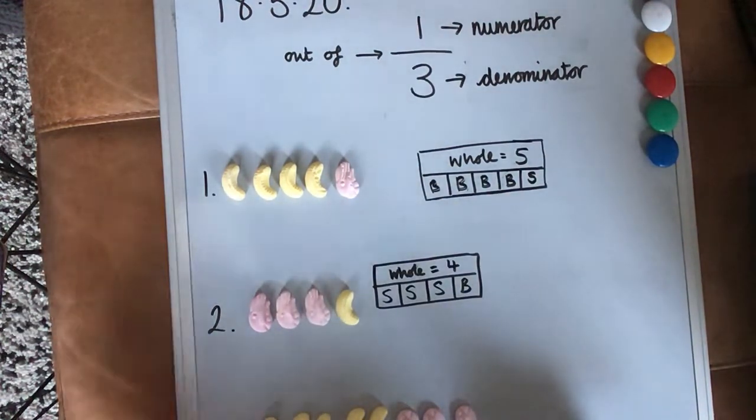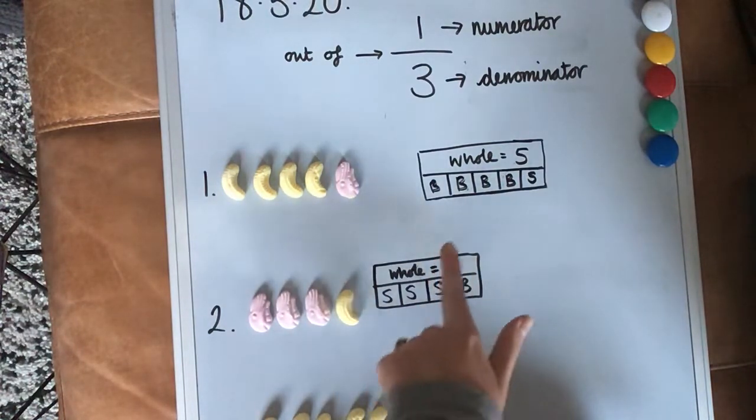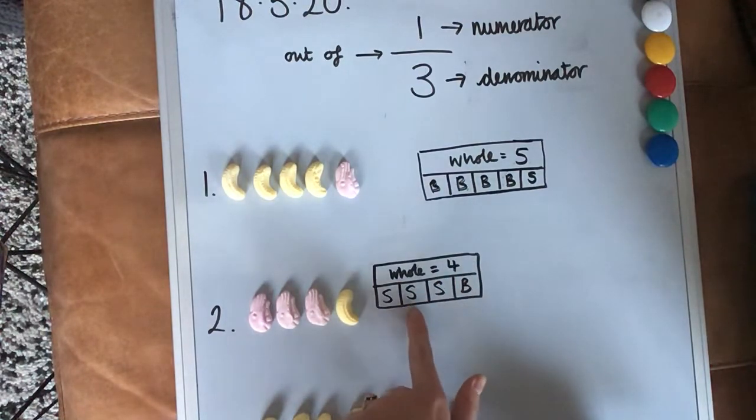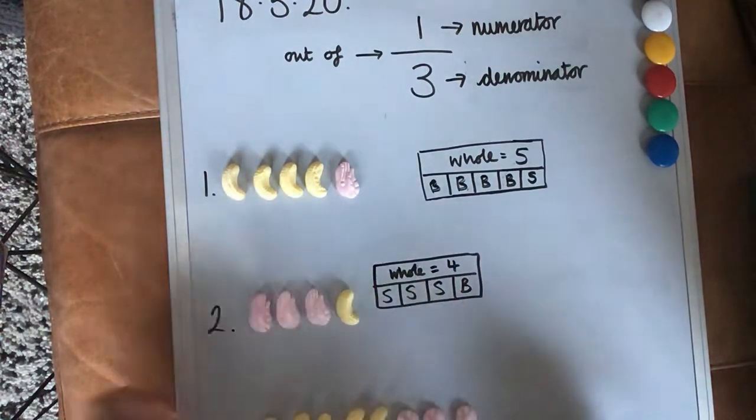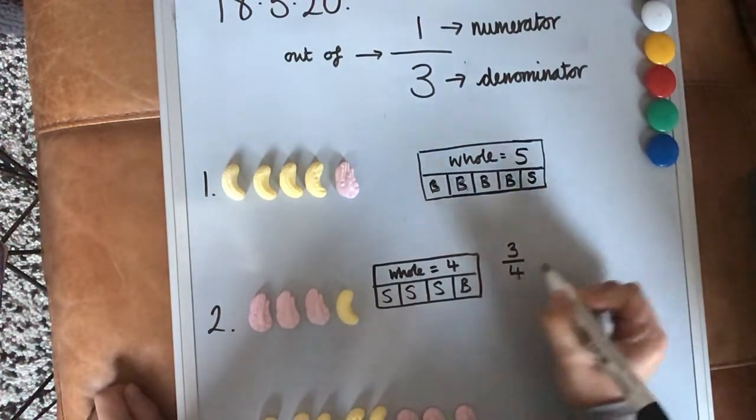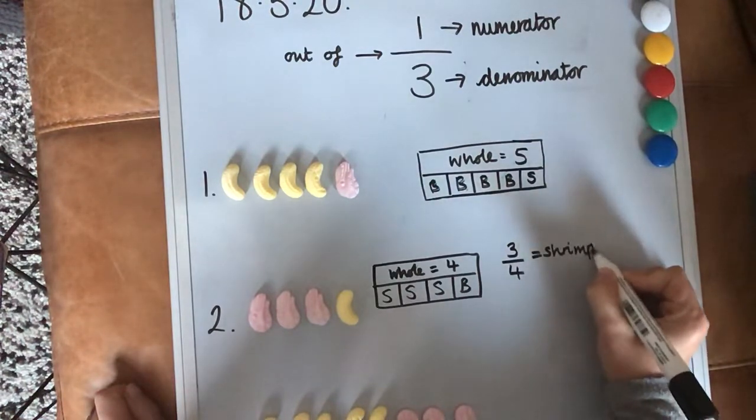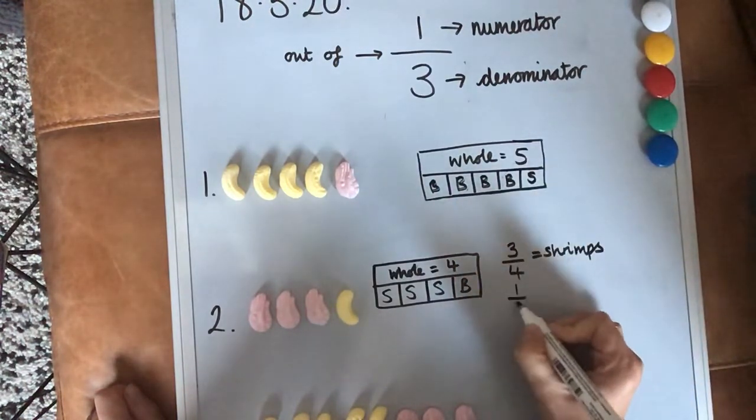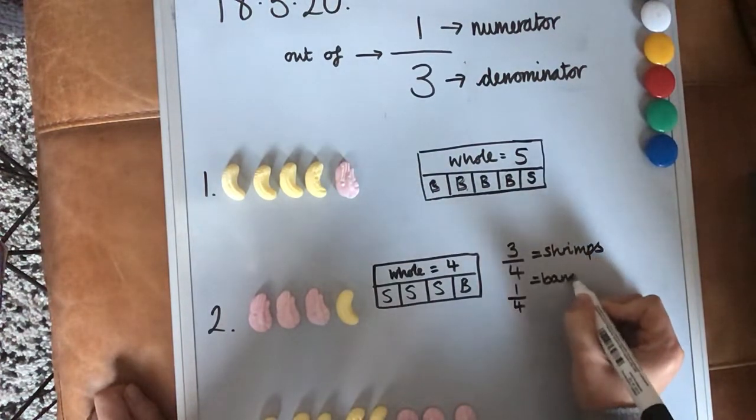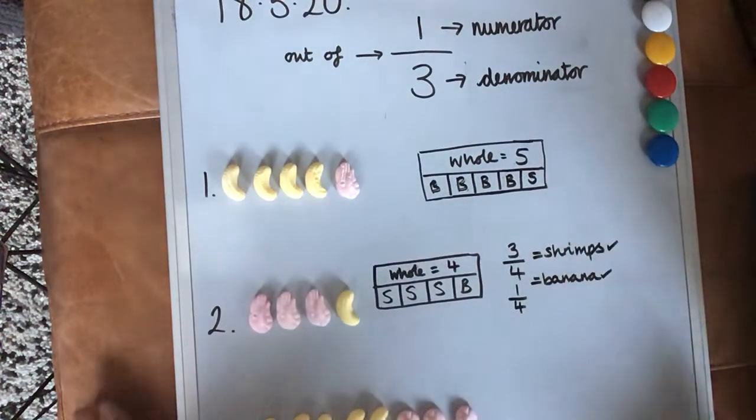So now we have to write the fraction. Well, my total parts that I'm looking at, my denominator, is going to be that number 4, and I've got 3 parts that are shrimps. So it's 3 quarters shrimps and 1 quarter banana. Did you get that right? If you did, give it a tick.